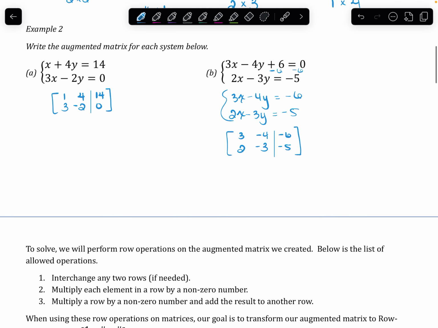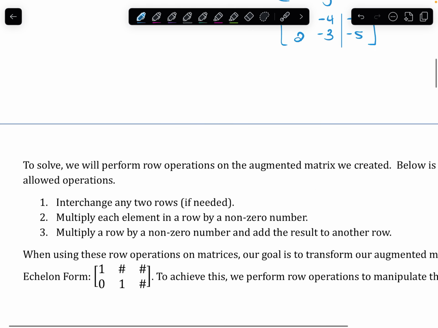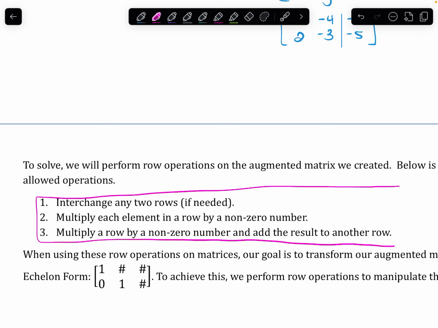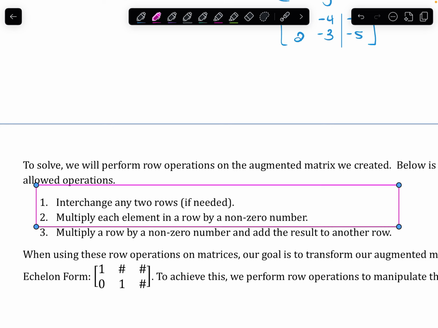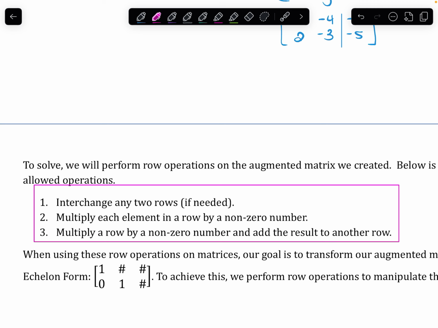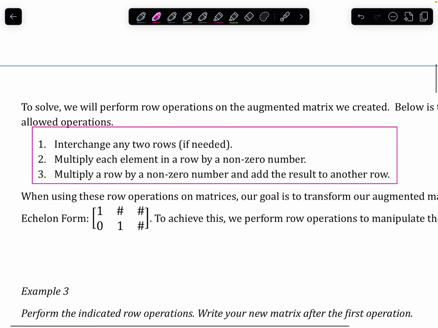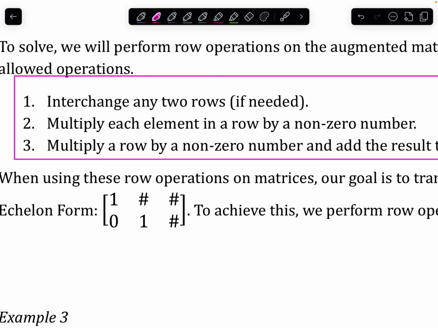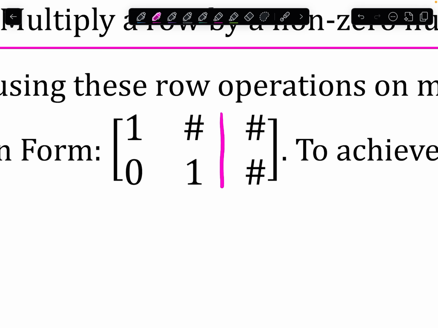Next thing we're going to go over is row operations. So here are the things you are allowed to do with rows. Those are the only operations you are allowed to do on matrices. Swap them, multiply a row by a non-zero number, or multiply a row by a non-zero number and then add it to another row. The point of these row operations is we're going to take our augmented matrix down to this matrix here. This is called echelon form of a matrix, or row echelon form.